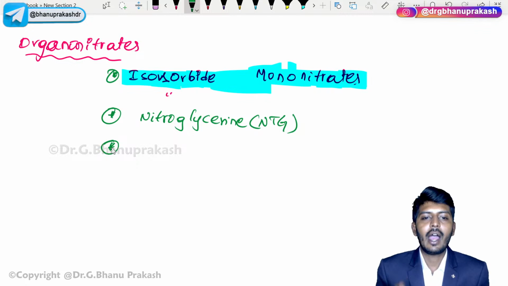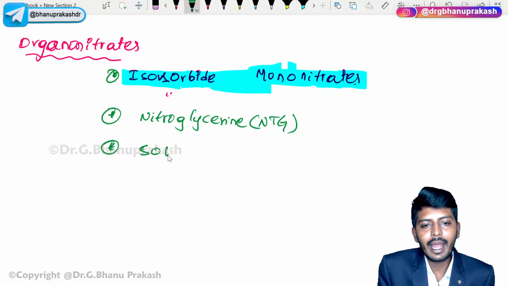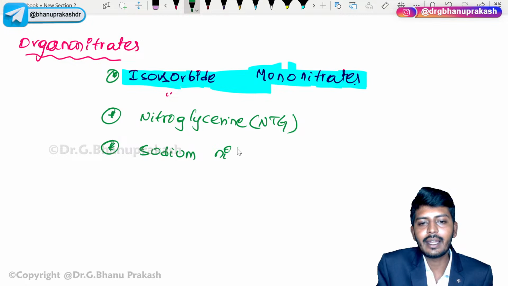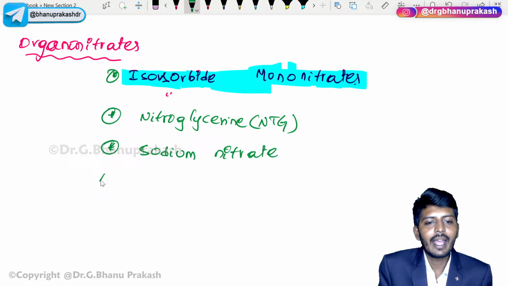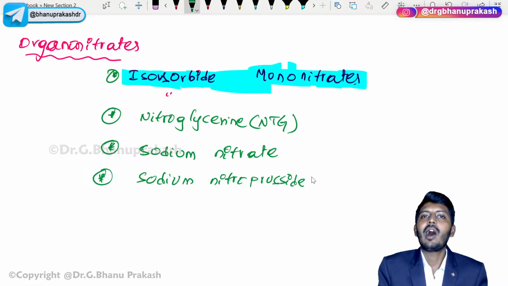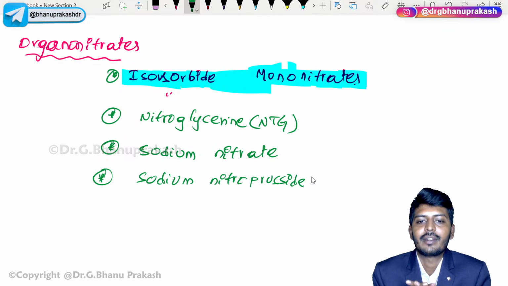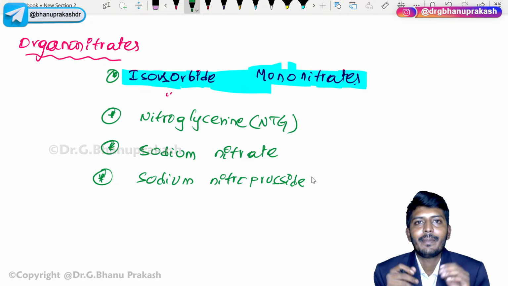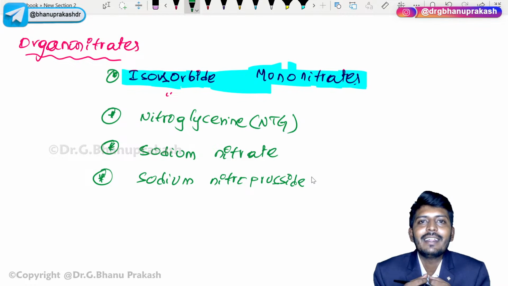Apart from nitroglycerin, we also have sodium nitrate. Apart from sodium nitrate, we have one more drug called sodium nitroprusside. Sodium nitroprusside is always manufactured in amber color bottles. Why? This is a fun fact. If sodium nitroprusside is exposed to sunlight, it will break down and destroy the drug. To prevent that, we manufacture it in amber color bottles.